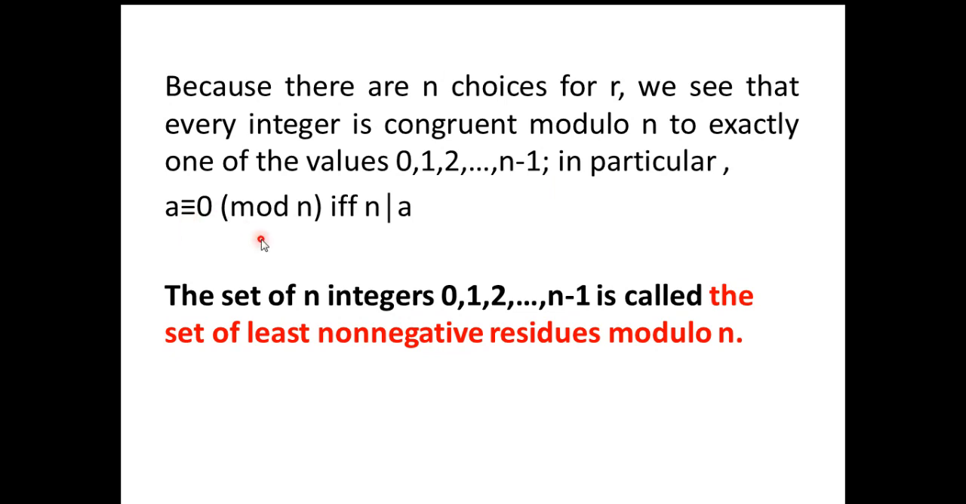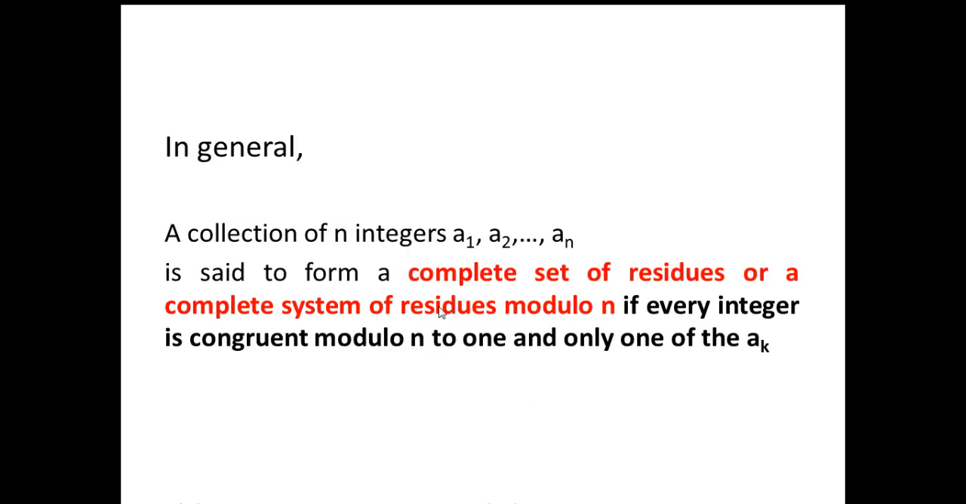a is congruent to 0 modulo n if and only if n divides a. This set of n integers 0, 1 to n minus 1 is called the set of least non-negative residues modulo n. In general, a collection of n integers a1, a2 up to an is said to form a complete set of residues, or a complete system of residues modulo n, if every integer is congruent modulo n to one and only one of the ak.